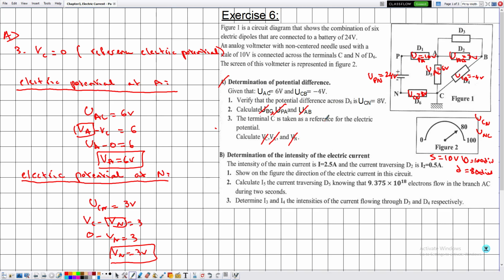Now in part B they are asking for a determination of the intensity of the electric current. So this exercise consists of two parts, part A and part B. Part A is discussing the law of addition of voltages, and in part B we are discussing the law of addition of currents. The intensity of the main current I is equal to 2.5 amperes.